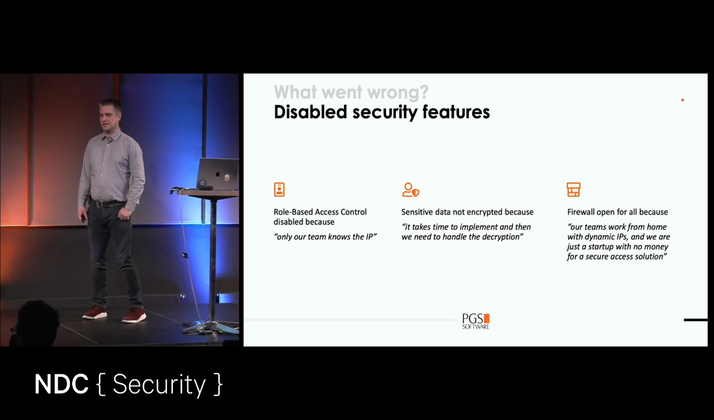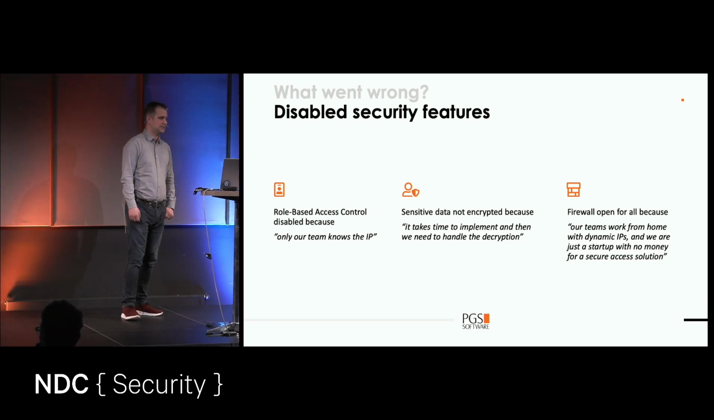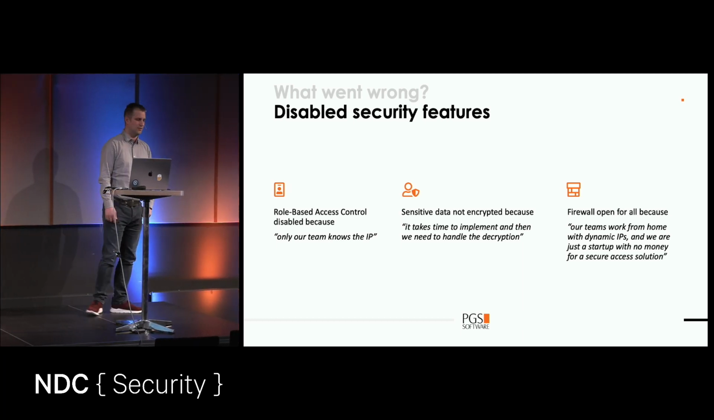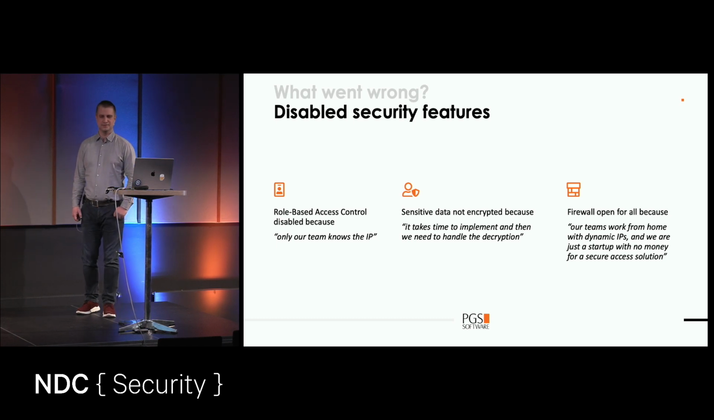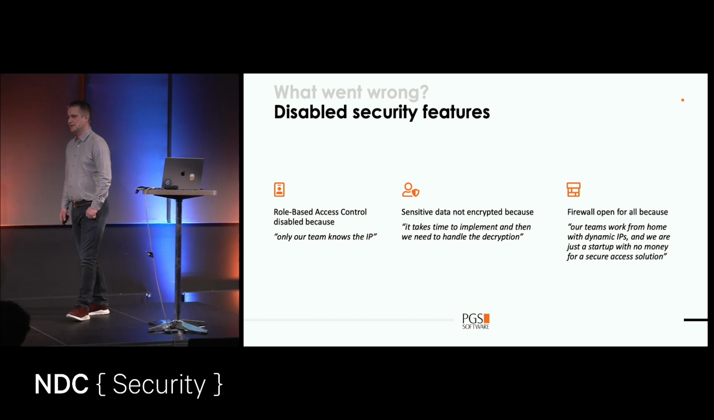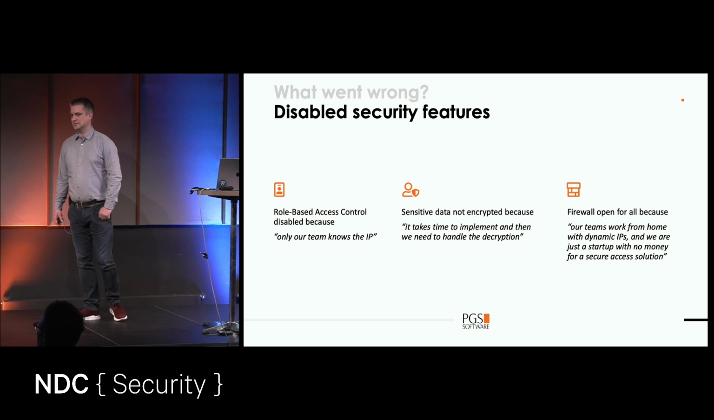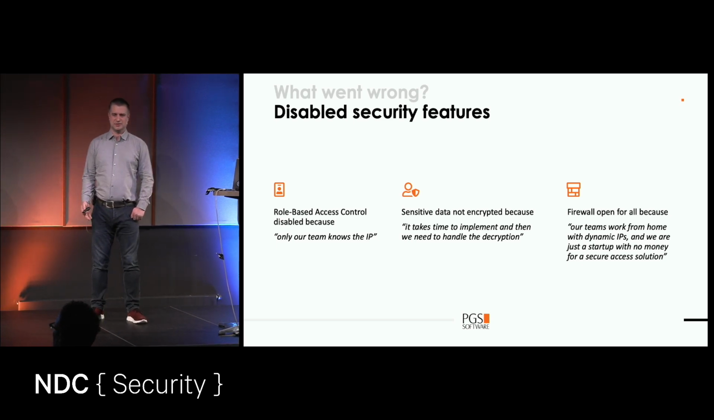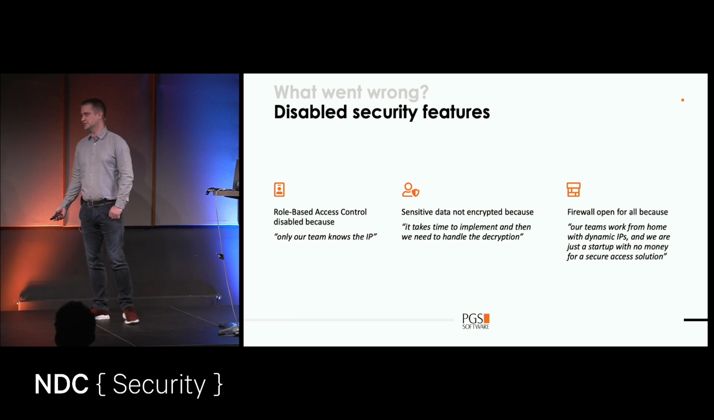And then what else went wrong? Security features. If role-based access control is enabled by default, just use it. If you want to disable it, okay, but why? Sometimes the responses were, okay, but it's our cluster, it's a random IP. Who knows our random IP? It's only for our team to use.